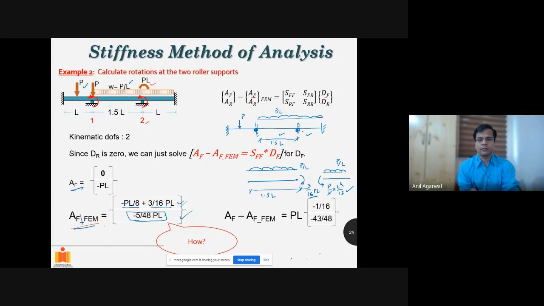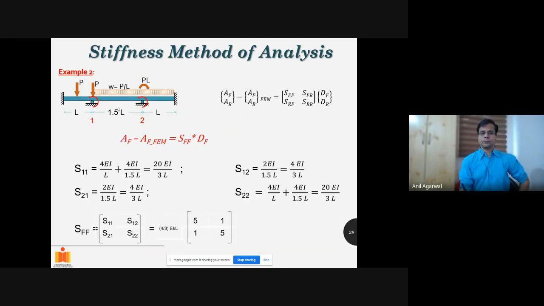Fine. So we got AF, we got AF FEM. All we have to do is subtract the two, AF minus AF FEM. That will give us the A vector, that is the left hand side of this equation. The right hand side of this equation is SFF DF. Now DF of course is unknown, by definition. That's why we are calling them free degrees of freedom. We have to calculate the displacements there. What we know, however, is SFF.